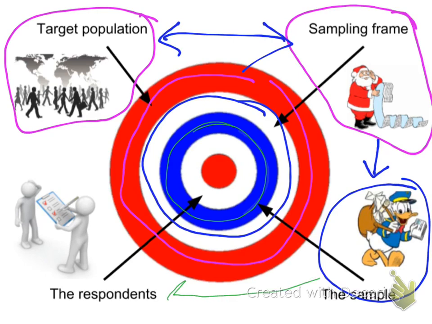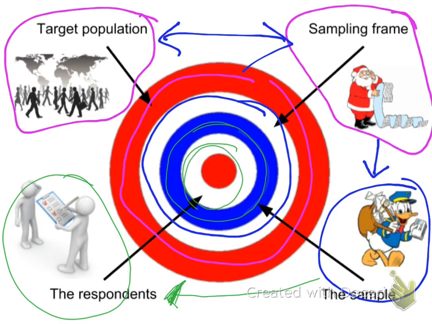Then I get my actual respondents. These are the people who actually fill in my survey. Just because I ask you to do my survey for me doesn't mean you actually will. So my respondents are those that actually fill in that survey and give me data. That is then my slightly more inner layer within this target diagram.